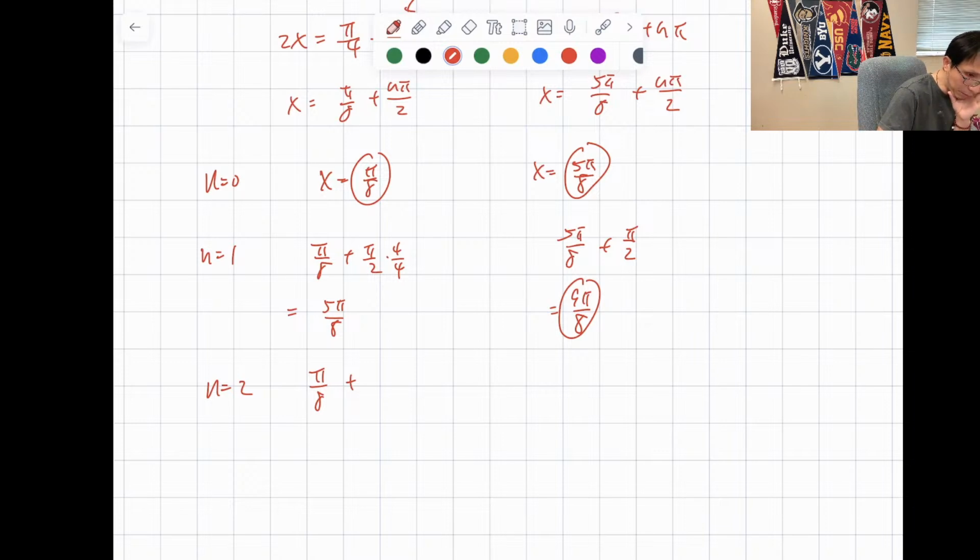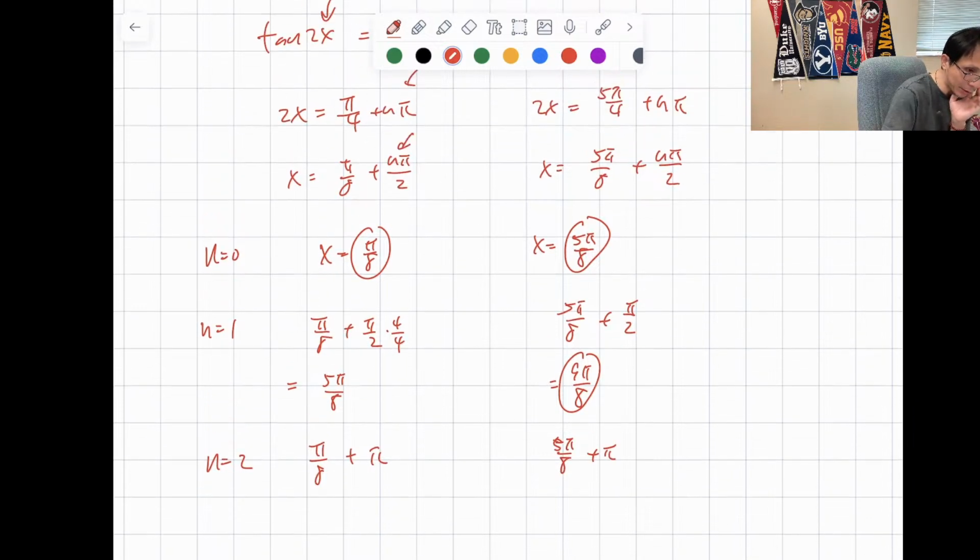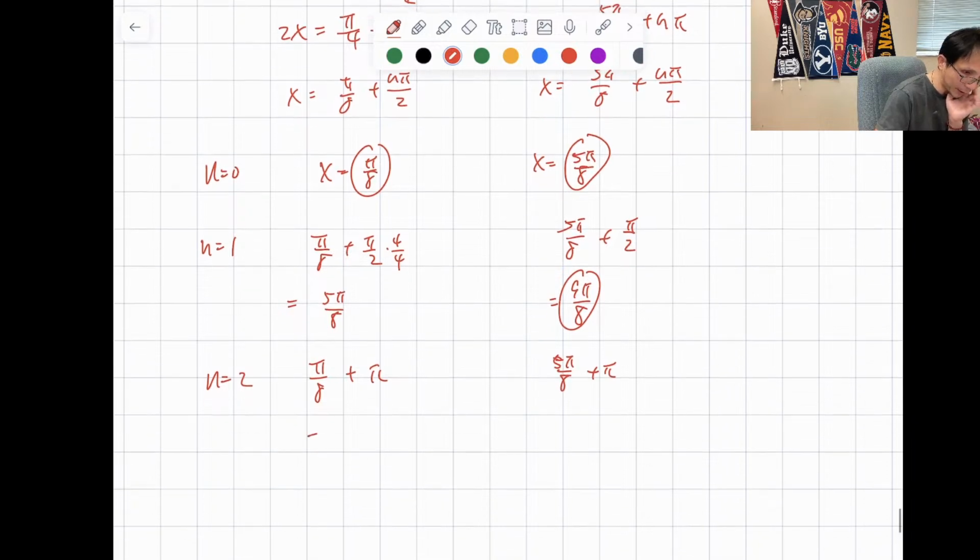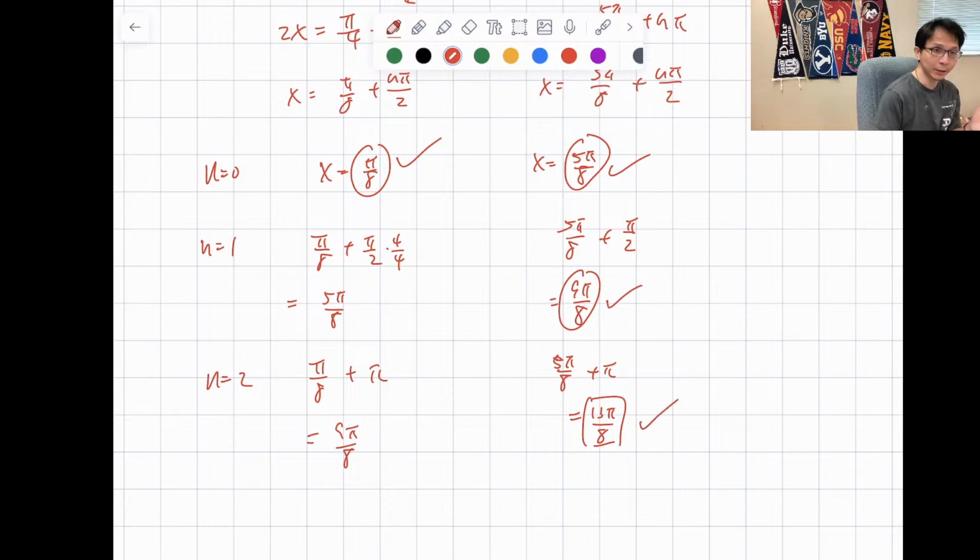So here, I'm going to add pi. And 5 pi over 8 plus pi, because it's going to be 2m pi, so n equal to 2, so it's going to be pi. So therefore, it's 9 pi over 8, but it's repeating here, and that's going to be 13 pi over 8. So there are a total of 1, 2, 3, 4 answers. So you should take into account all 4.